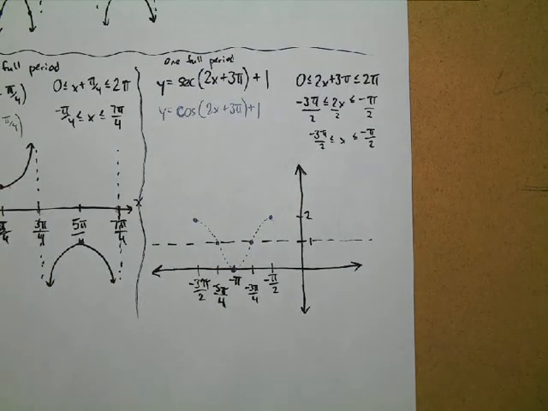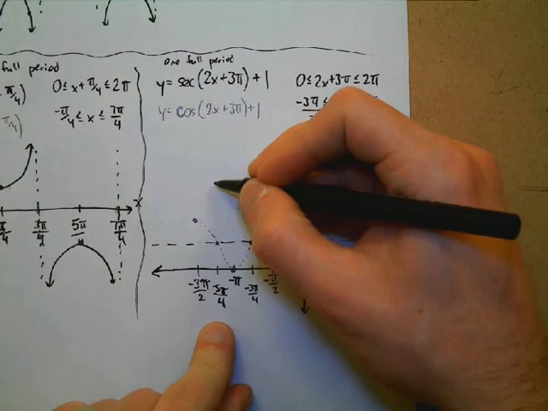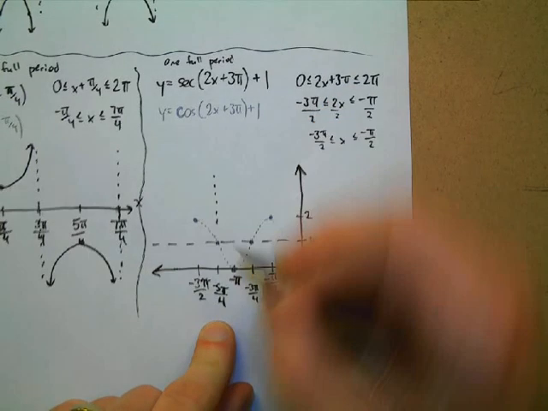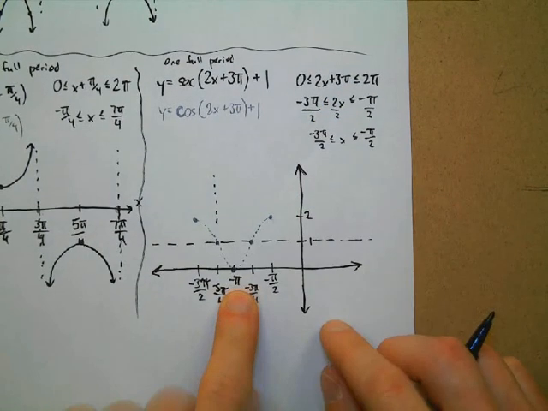But that's not why the asymptotes happen. Okay? The asymptotes occur when cosine is 0, not when the thing we're graphing is 0. Okay? Where is cosine 0?